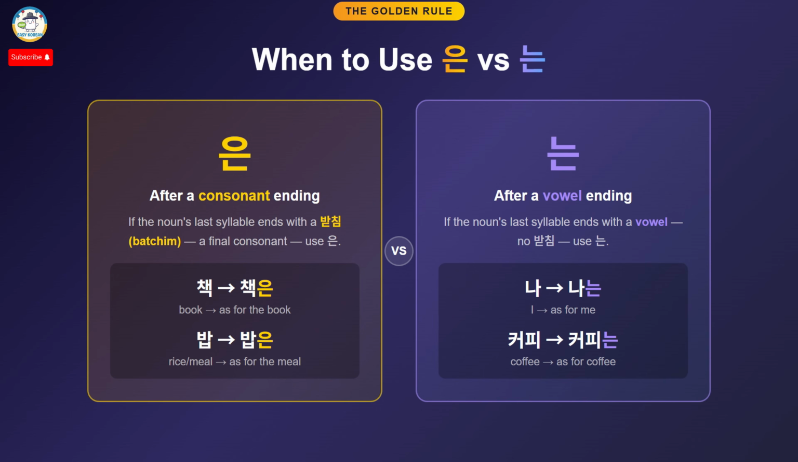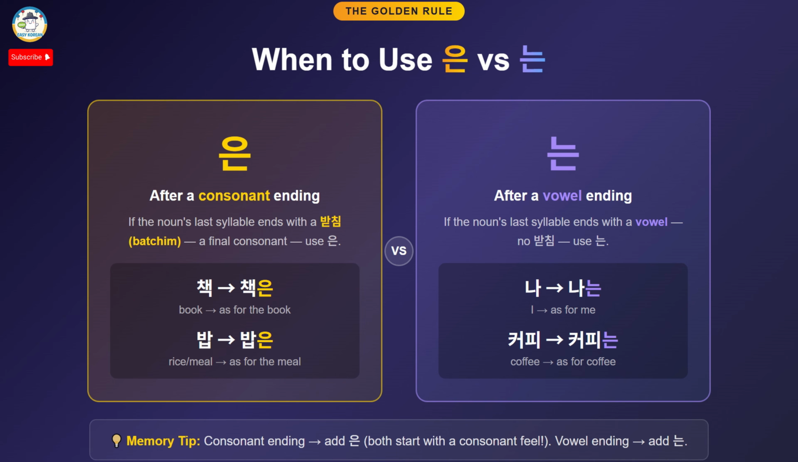On the other hand, if the noun ends in a vowel, no final consonant, you attach 는. For example, na, meaning I, ends in the vowel a, so we say 나는. And coffee, ends with the vowel e, so it becomes 커피는. Here's a quick memory tip. Nouns with a consonant ending need the extra un to ease pronunciation. Nouns already ending smoothly on a vowel just take none. Once you internalize this pattern, choosing the right form becomes automatic.